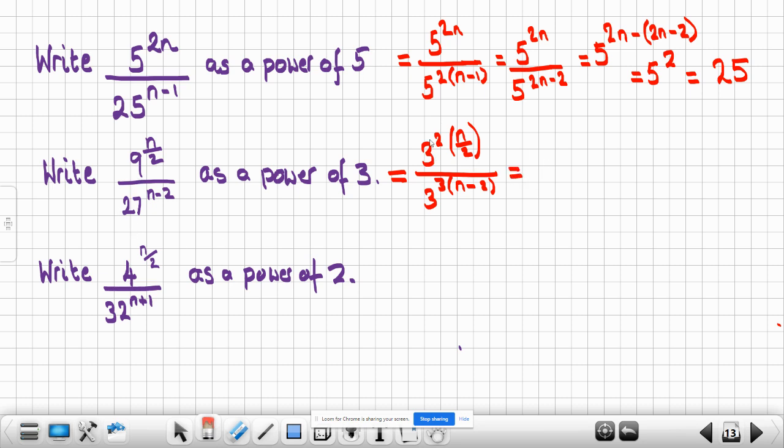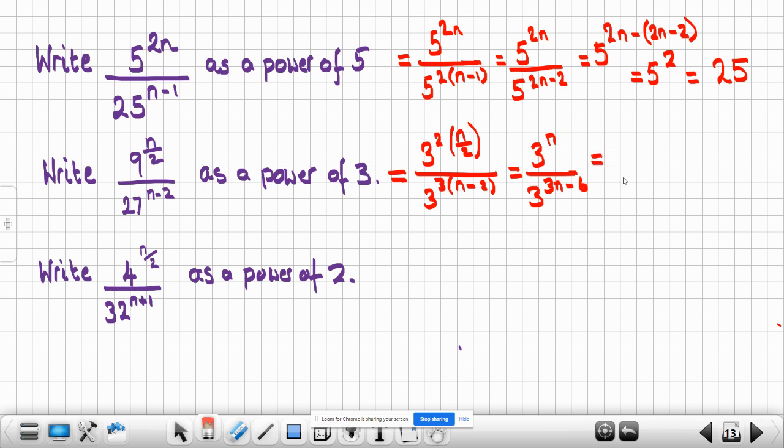Okay, let's tidy this up. So we've got n divided by 2 and then times by 2. So that's simply going to leave us with 3 to the power of n. And on the bottom, we need to multiply out those brackets. So we're going to have 3 to the 3n minus 6. Okay.